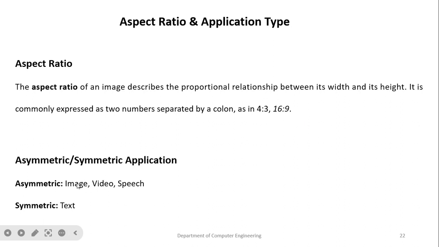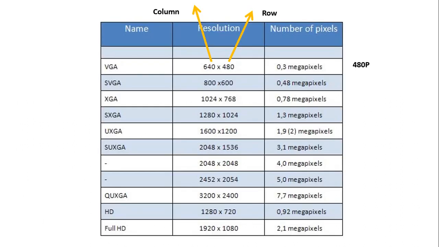Asymmetric and symmetric applications. Image, video and speech are asymmetric applications, because they are compressed only once and decompressed multiple times. We capture an image only once, but after that we use that image multiple times. So compression takes place only once and decompression takes place multiple times. This is the same for video and speech. Symmetric is text, where we are continuously doing compression and decompression, that is, the number of compressions and decompressions are the same.